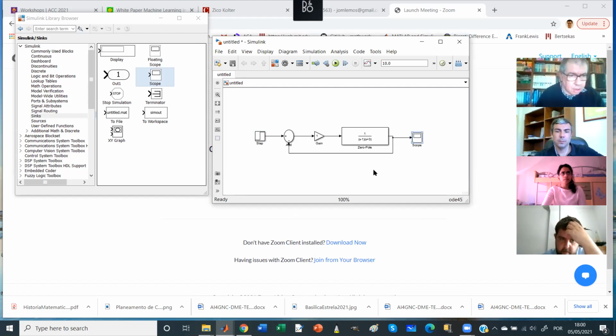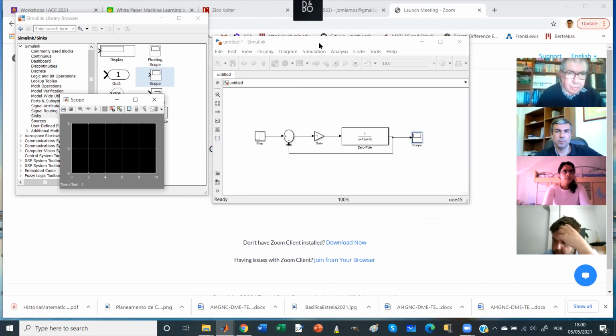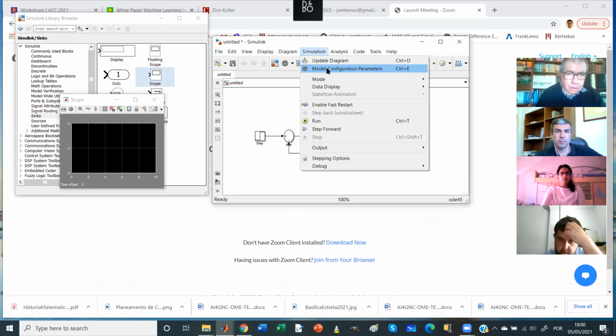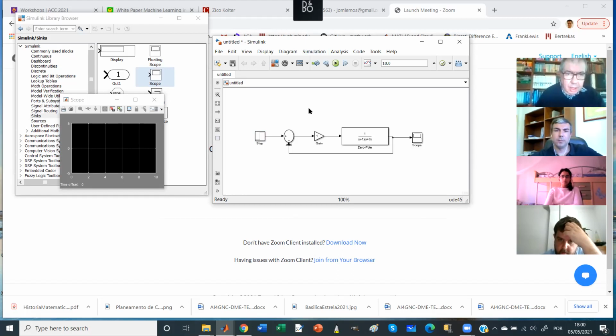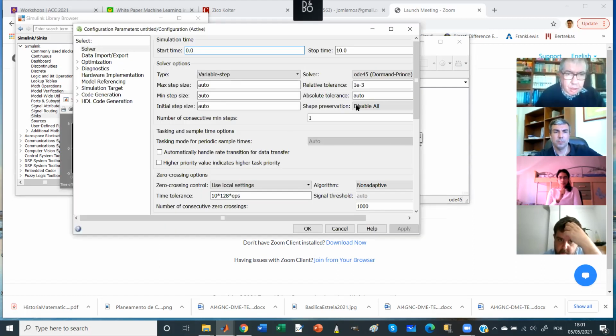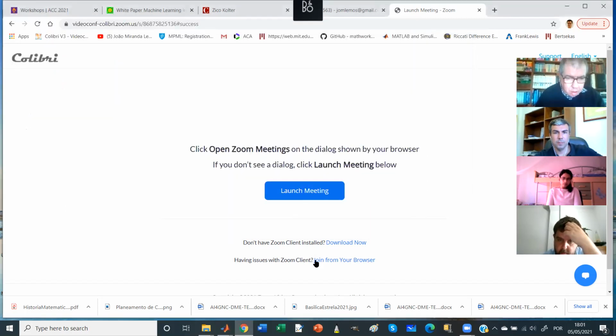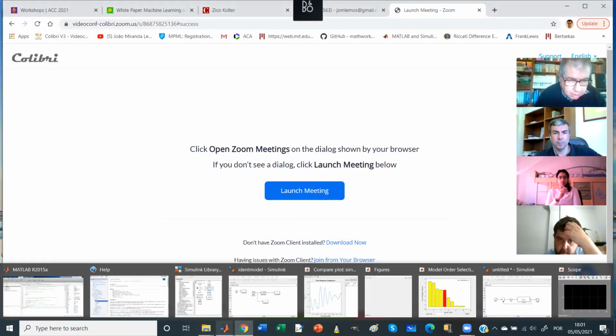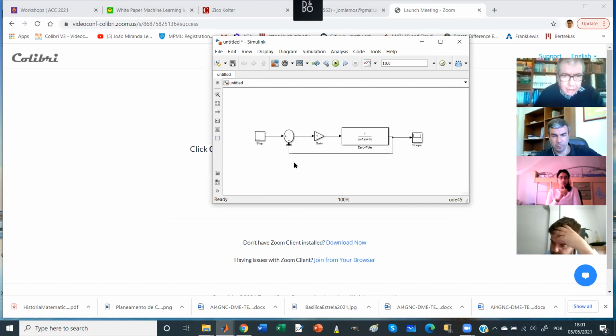So I open it. I want to configure, so model configuration parameters. This is the time. So I will increase the precision to 6. And the stop time is that one. And everything disappeared. I don't have it anymore. Where do I have it? I have it here. Okay, you can see the block diagram.